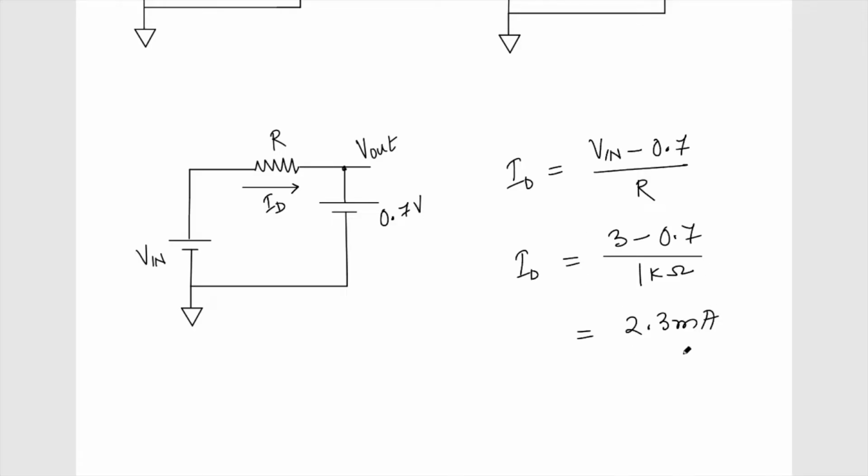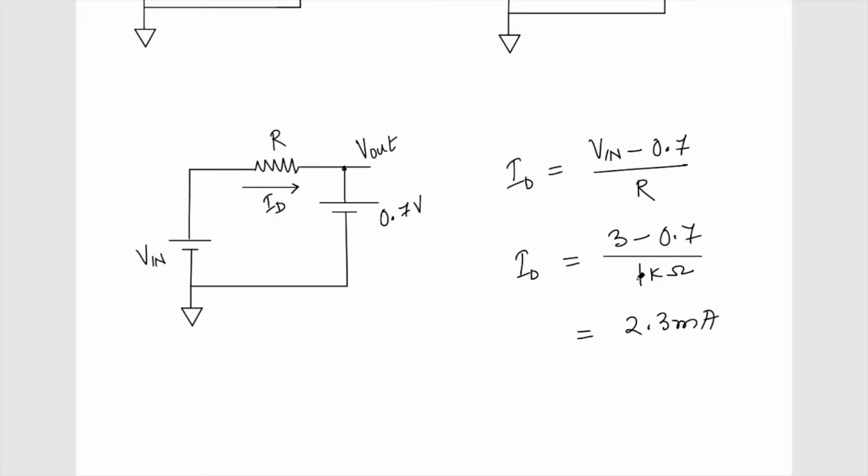Of course, we have approximated this to 0.7, so it may be 0.75 or 0.65, but you can see the variation will be very small if there is a variation in this 0.7. I can say it can go from 2.2 to 2.4 at max, but it is mostly in that range. So the important point here is that the diode current is mostly defined by this resistor and this V in.